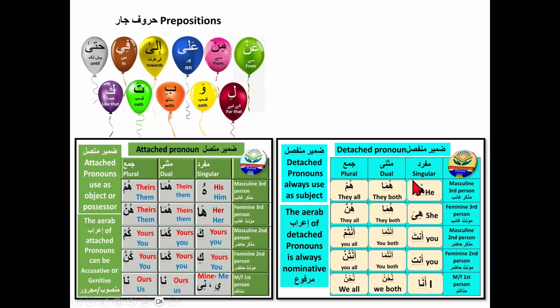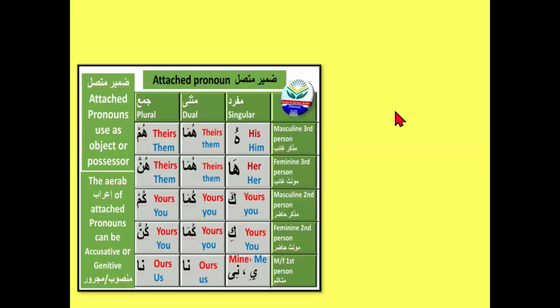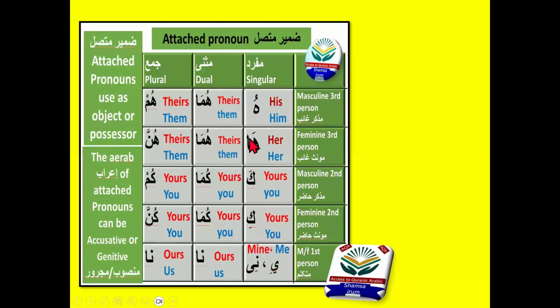We can't use the marfu zamair after the prepositions, because they are in the marfu state, the nominative state. And after harf jar there can never be a marfu ism. There can only be an ism majroor, and the ism majroor here is these zamir mutasil. So we will cover this chart today, inshallah ta'ala.